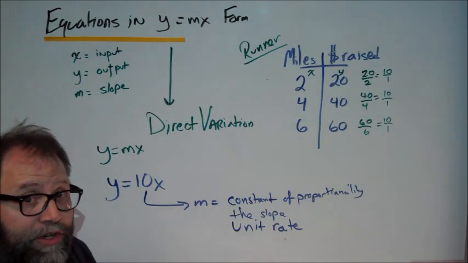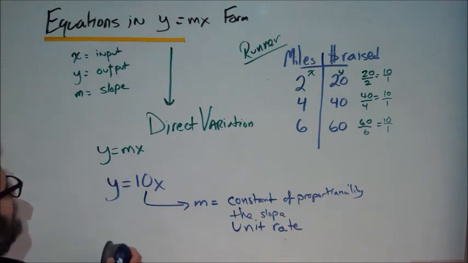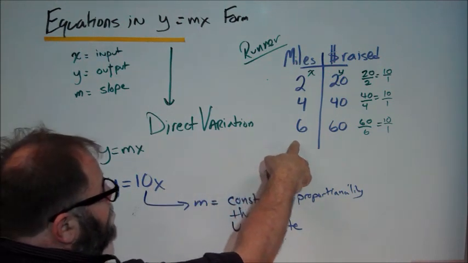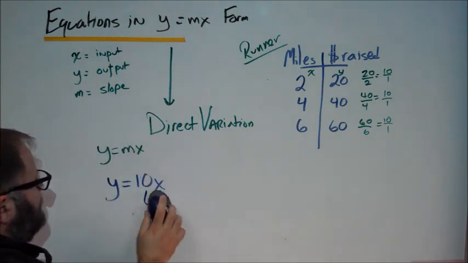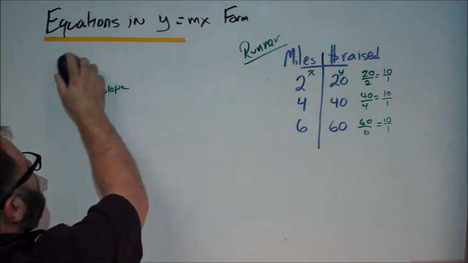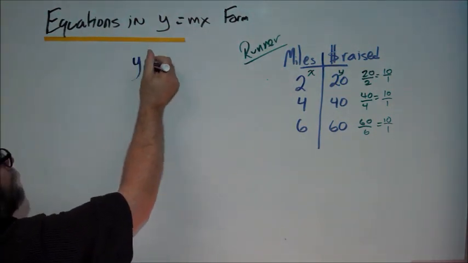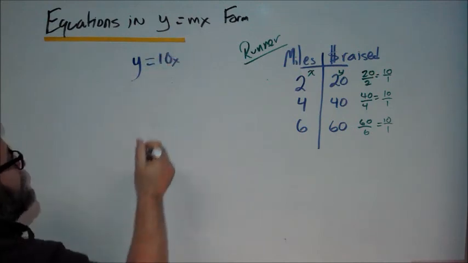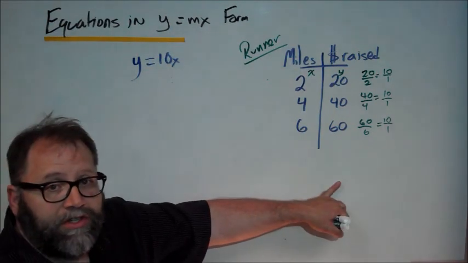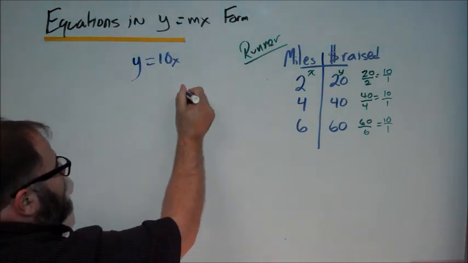Now, direct variation equations we can represent a few different ways. We've got our table here, so let me erase this. We've got our equation here, let me rewrite that. So we've got y equals 10x. We can write direct variations in a few different ways. So we have it as a table. We could write it as a graph.